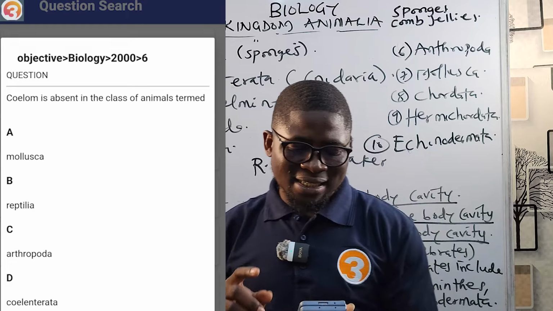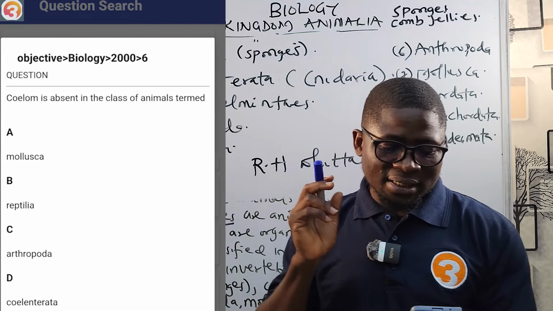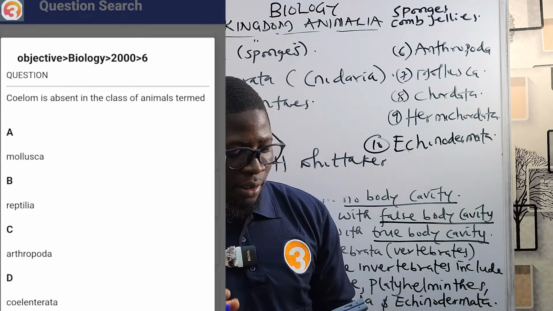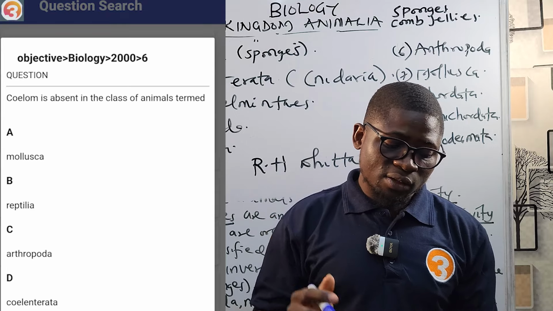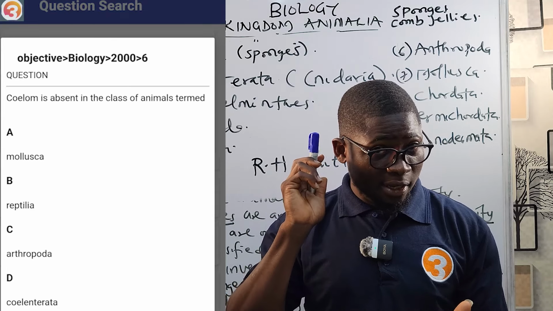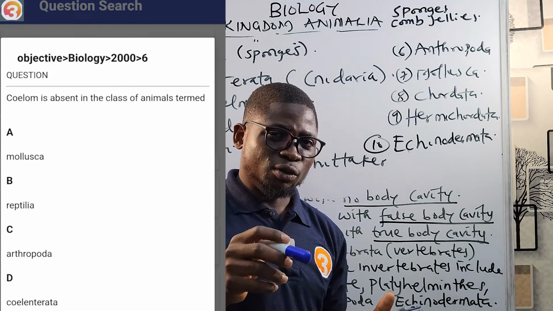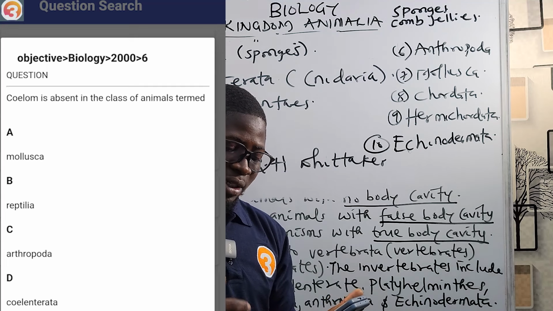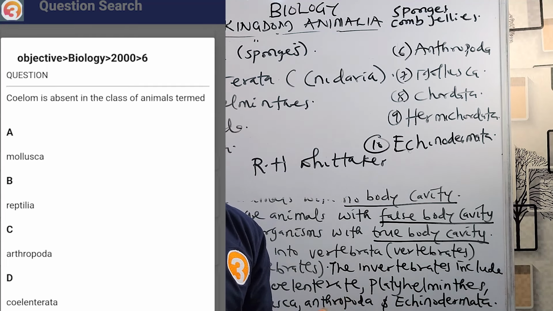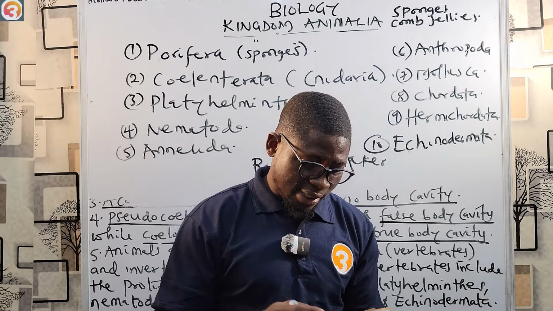They say the coelom is absent in the class of animals termed: A, mollusca, B, reptilia, C, arthropoda, D, coelenterata. When we're listing examples of animals that have a true coelom, a true body cavity, we said examples included the annelids, the mollusks, the arthropods. Even some reptiles do have a coelom, but we do not talk about the coelenterates. So the right answer is always coelenterata. It is D. They do not have a true body cavity.